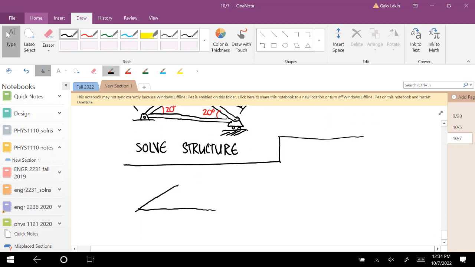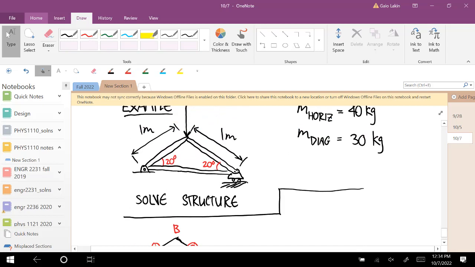So the first thing I'm going to do is label the joints and label the members. I'll call this 1, 2, 3, and A, B, C. The only two places where we have that tricky situation where you have to think about a base member at a joint are at A and C.